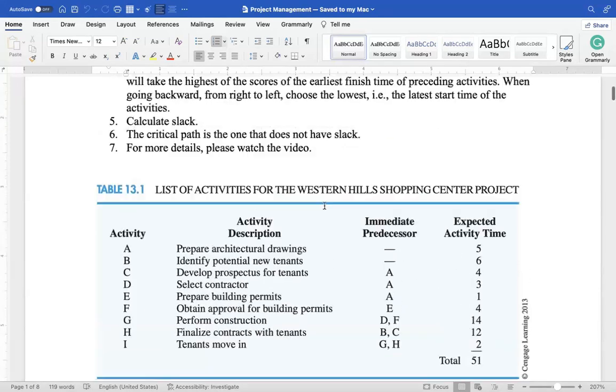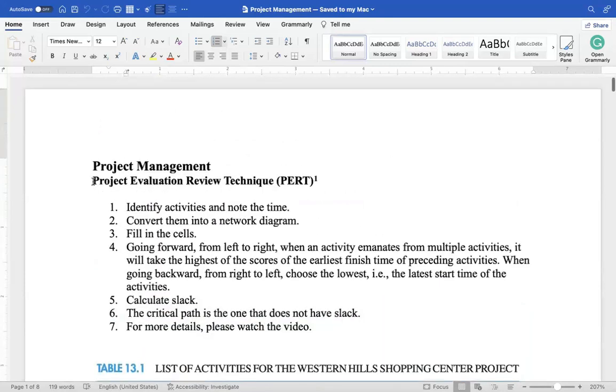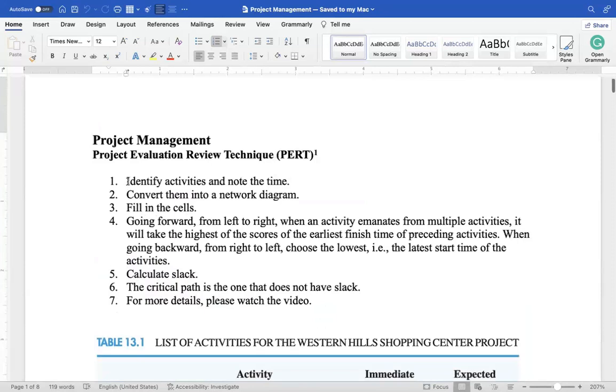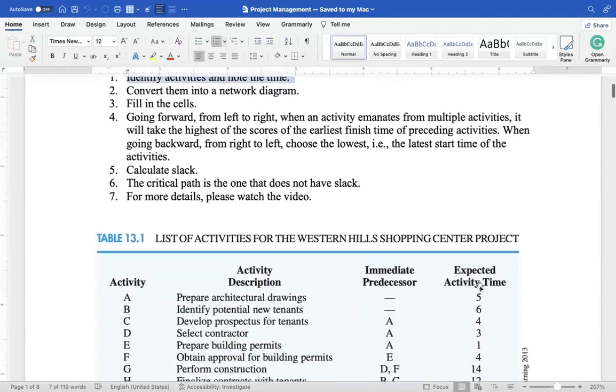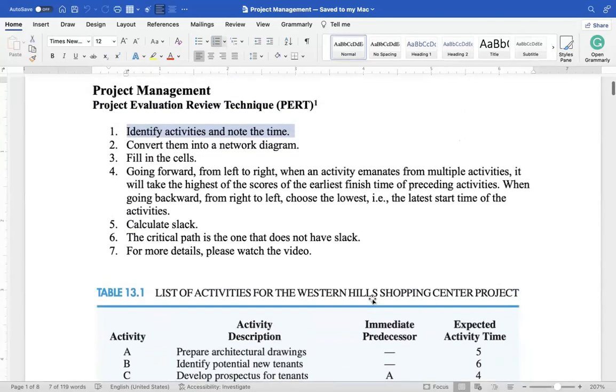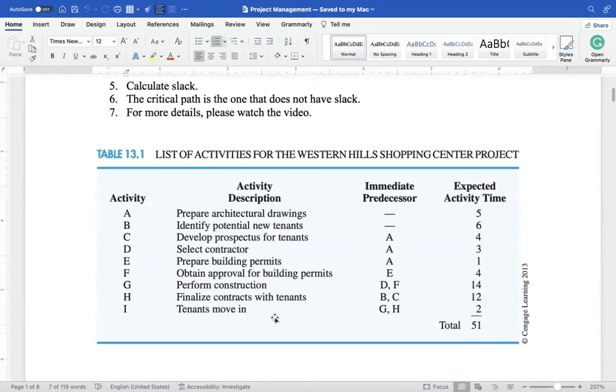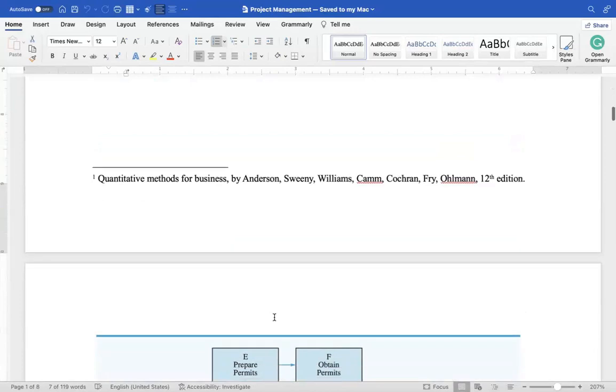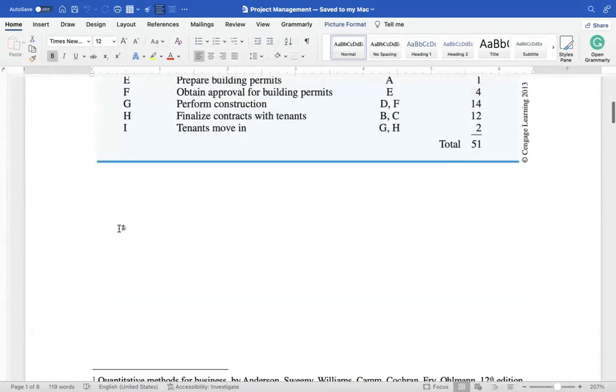Now, the first step when we want to use this technique, Project Evaluation and Review Technique, is to identify activities and note the time. Okay, we have all these activities and we also know the time it takes, and we also identified their predecessors. Now, in the next step, we'll convert this data into a network diagram. And that network diagram is here. This is a network diagram.